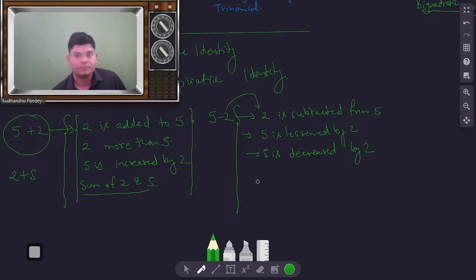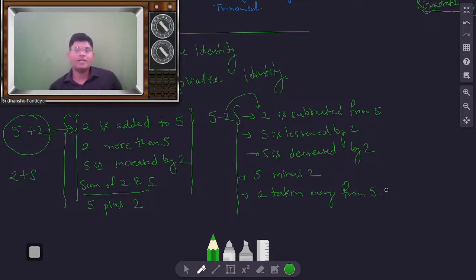Okay, we can also say it like this as well. Sometimes this seems to be very funny. 5 plus 2, okay? So you can also say 5 minus 2. Minus is also 2 taken away from 5. 2 taken away from 5, not by 5.